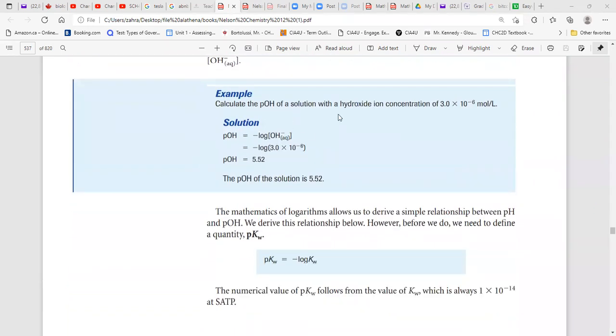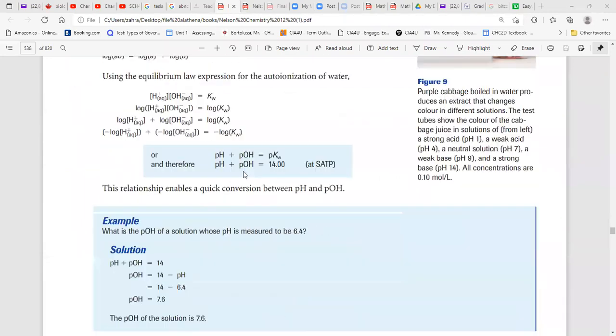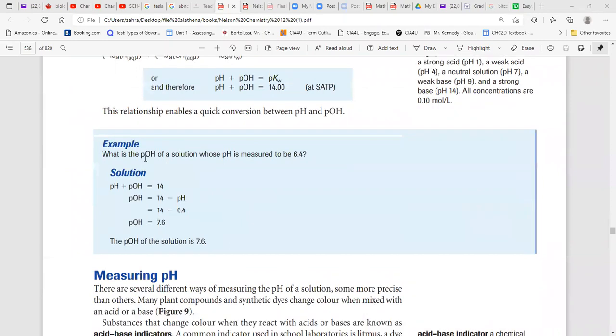Calculate the pOH of the solution. Hydroxide ion is given as 3 times 10 power negative 6. Just using the formula, put the number there, and you will get pOH. Here is the one that I told you, pH plus pOH is 14. What is the pOH if the pH is 6.4? We know pH is 6.4, we just rearrange it for pOH, which is 7.6.